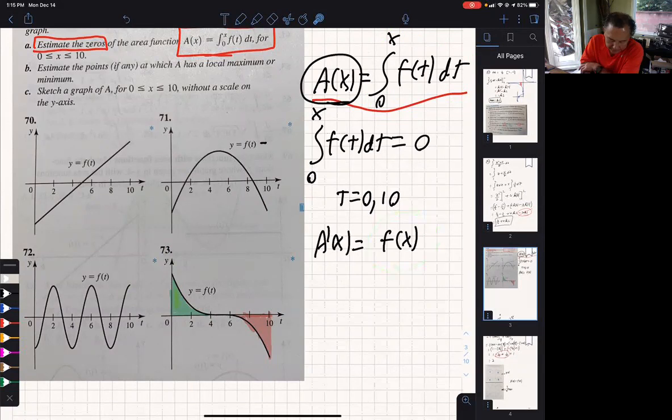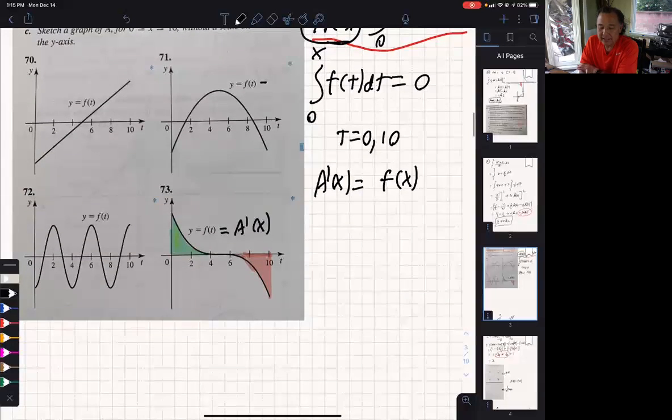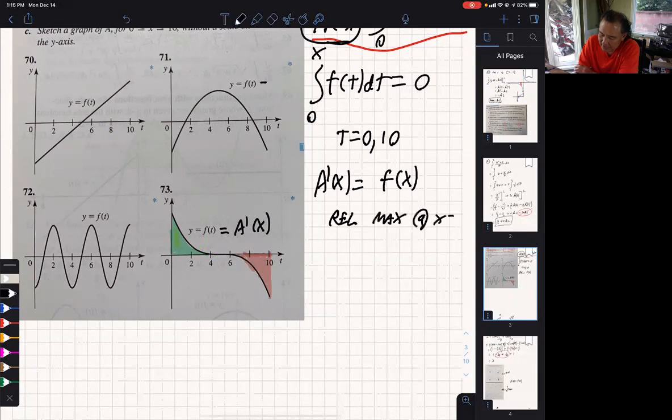So this here actually is the derivative of A. And if it is, what happens right here at 5? The derivative changes from positive to the left, to negative to the right. Therefore, I claim there's probably a relative max at 5. So I'm going to say a rel max at x equals 5. So that's my part B.